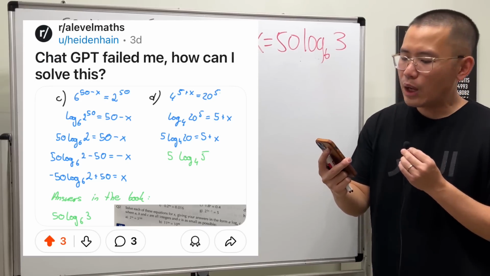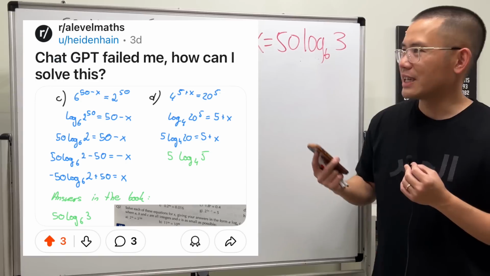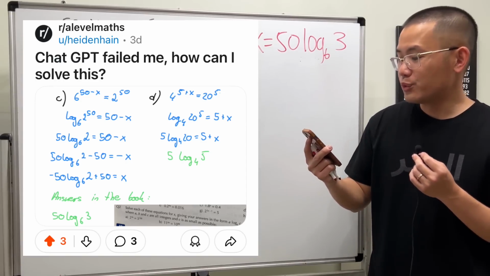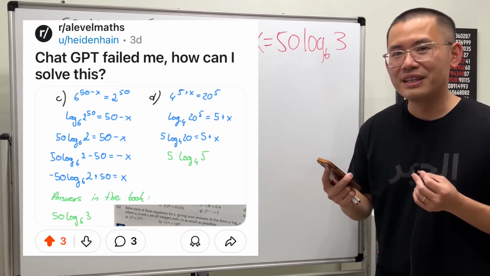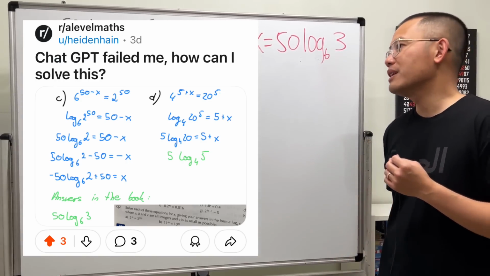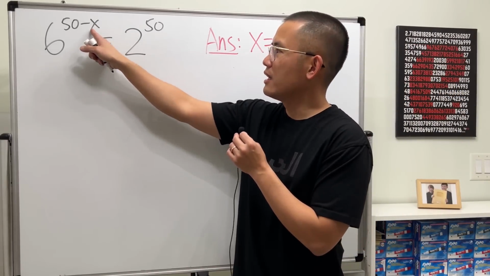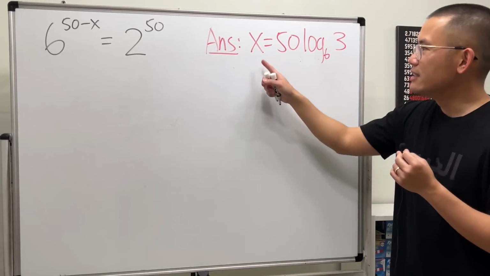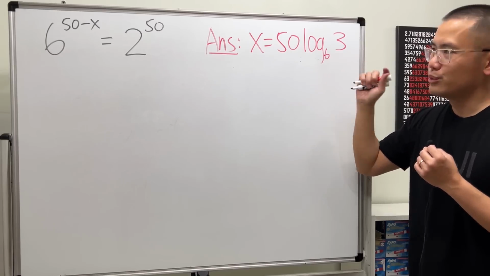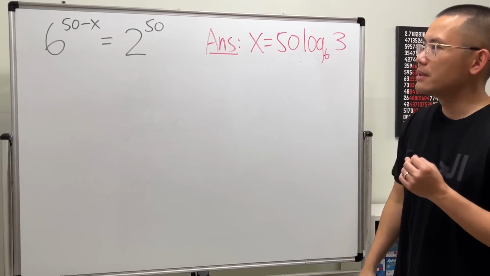ChatGPT failed me. How can I solve this? Okay, let's have a look. This question is from Reddit r/alevelmaths. So I think this is an A-level math question, and we are going to solve this exponential equation because the x is in the exponent. And the answer in the back of the book is this, so we are supposed to get that. So let's see how we can do it.